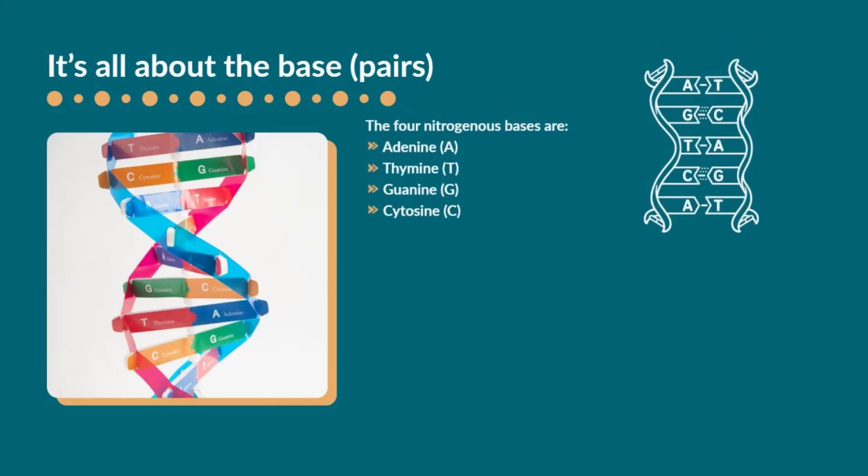The 4 nitrogenous bases are adenine, A, thymine, T, guanine, G, and cytosine, C. They are very particular about their pairing. Adenine always pairs with thymine, and guanine always pairs with cytosine. So in a lot of the drawings of DNA, you'll see A paired with T and G paired with C.